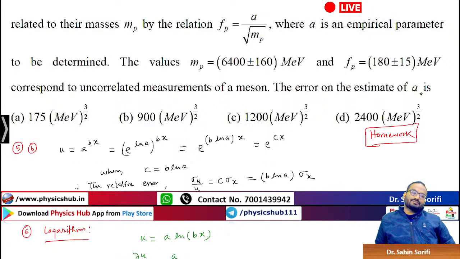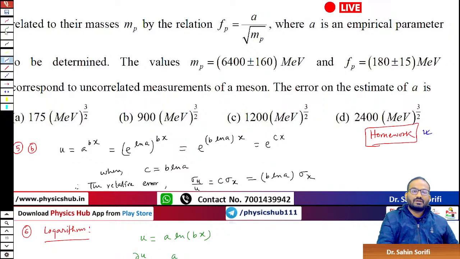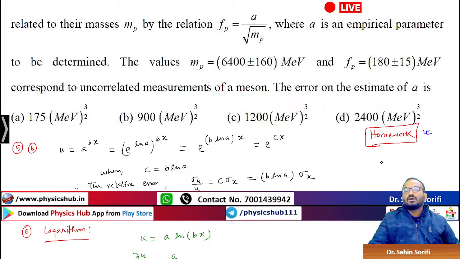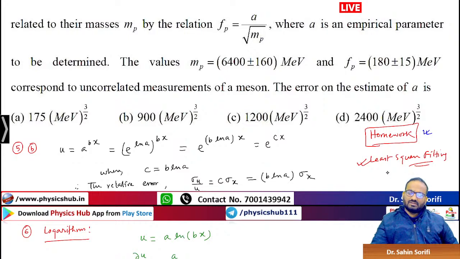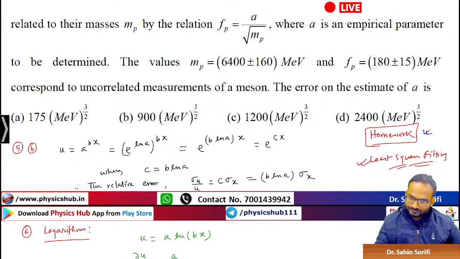You can use the error propagation formula, but we will do it at home. With this, error propagation and error analysis is over. In the next class, we will be discussing least square fitting. This is also a very important topic. A question may come for 5 marks, and it is very simple. We will take different cases of least square fitting, and after that electronics will be over.